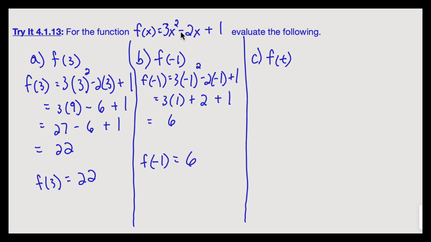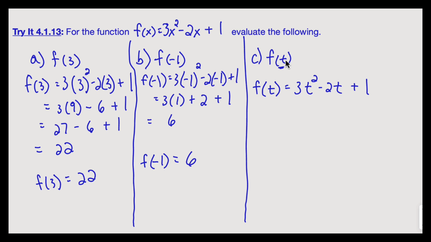So if we have f of x equals 3x squared minus 2x plus 1, then f of t equals 3t squared minus 2t plus 1. We're quite literally just replacing x with t because t is all that we're given inside the parentheses. If it was f of t plus 1 or something to that effect, we would substitute t plus 1 and then simplify by combining like terms.